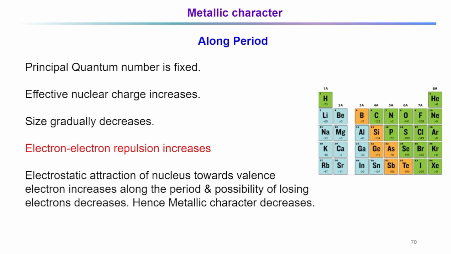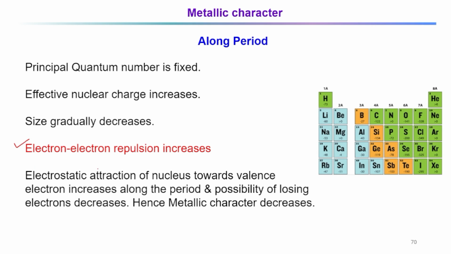Now let's first see along a period. What are the factors that are affecting along a period? Along a period, the principal quantum number is fixed. That means the number of orbits, the number of shells, are fixed. Effective nuclear charge increases. We have already seen this, as we are putting more and more protons in the nucleus. So the effective nuclear charge, the attraction of that attractive girl towards the boys, is increasing, right? Now size gradually decreases. This also we have already seen. The other factor is that electron-electron repulsion also increases, but this is a minor factor. We are not going to consider this in this case.